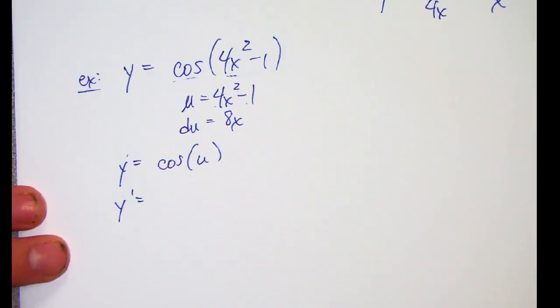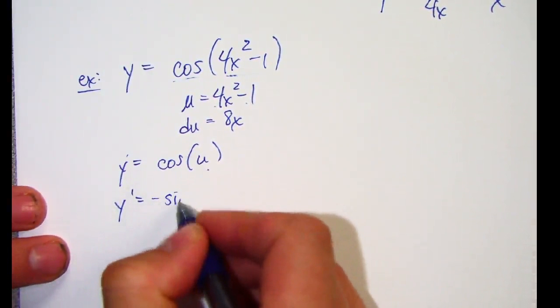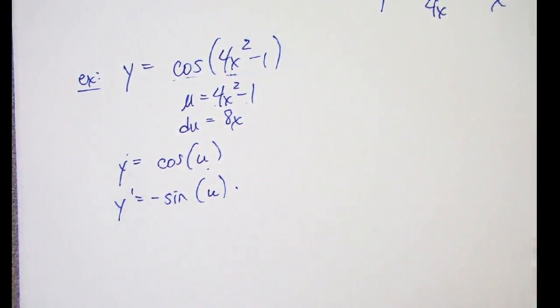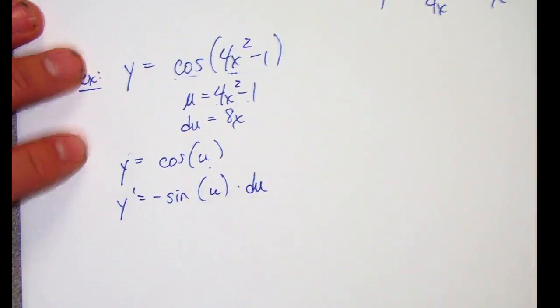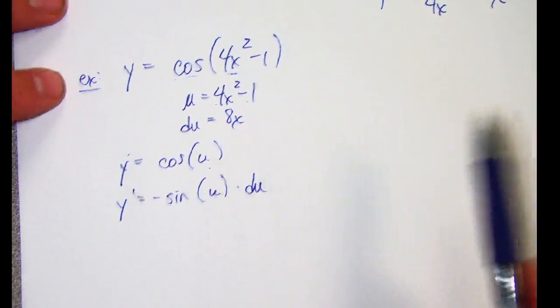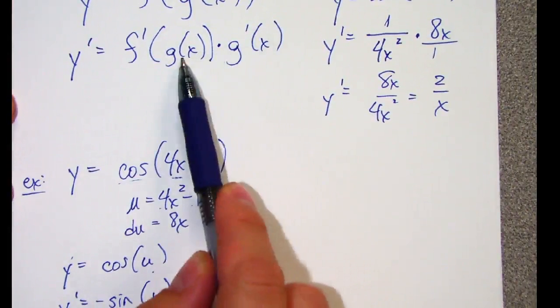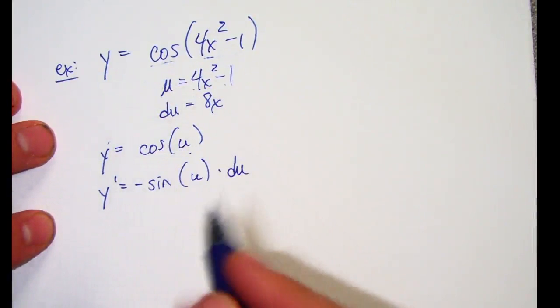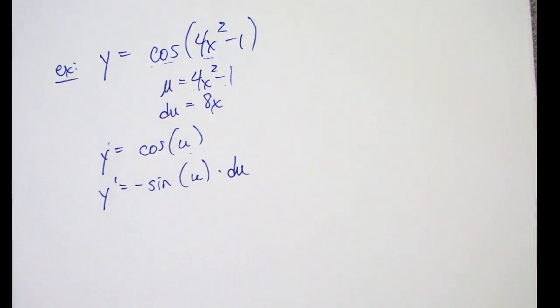I'm going to take the derivative of this problem. So the derivative of cos is negative sine. But what you have to do, and this is the chain rule part of it, is you have to multiply by du. So that is like multiplying by your g prime. That's like multiplying by the derivative of the little guy. You have a u that you took the derivative of. You need to multiply by the derivative of that u.